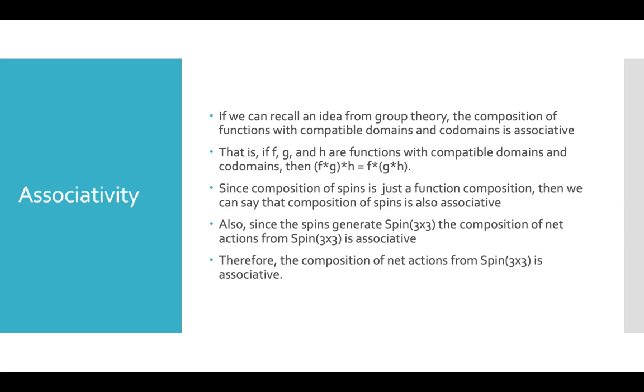If we recall an idea from group theory, the composition of functions with compatible domains and codomains is associative. That is, if f, g, and h are functions with compatible domains and codomains, then (f star g) star h is equal to f star (g star h), as you can see on the slide. Since composition of spins is just function composition, the composition of spins is also associative. Also, since the spins generate spin 3 by 3, the composition of net actions from spin 3 by 3 is associative.